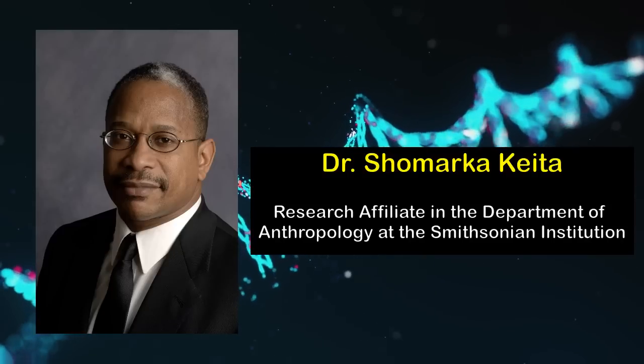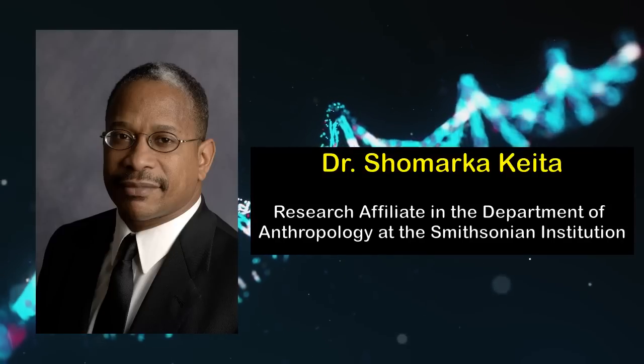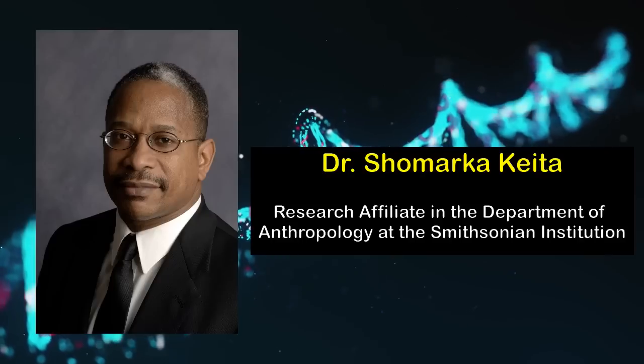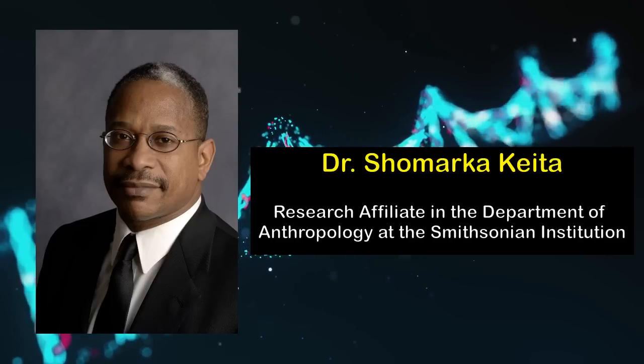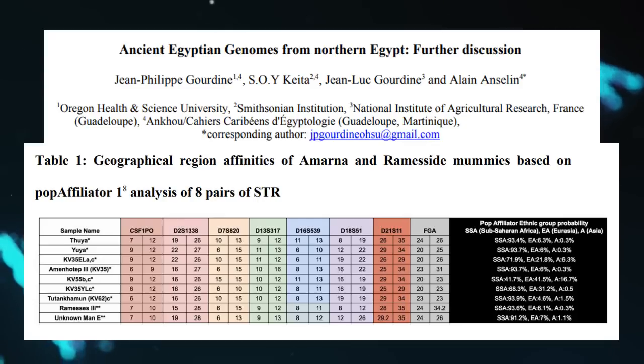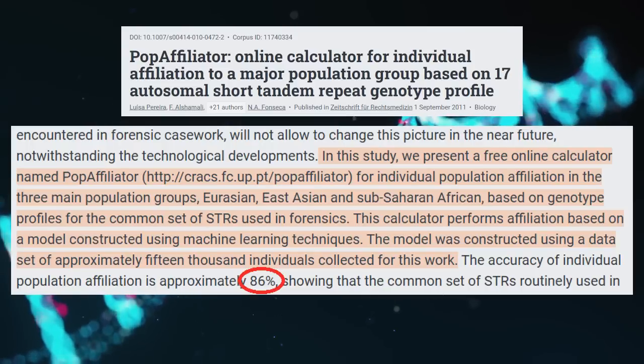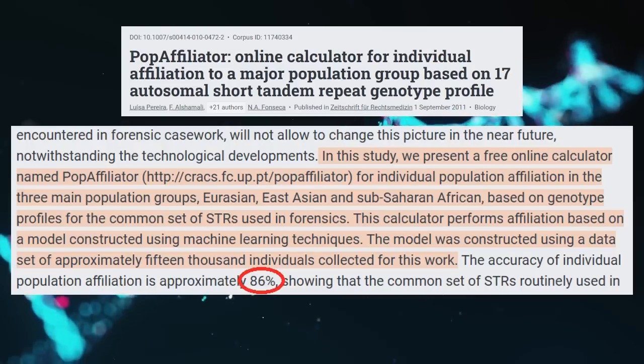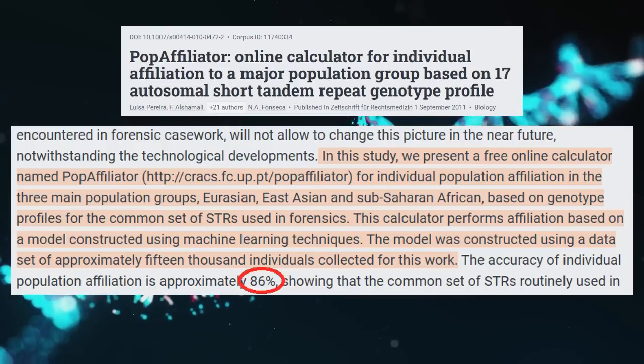They did a study in 2018 using the data from the study done by Isaiah in 2010, which is data easily available online. So they ran the STR data available on the Amana families, and they used the online application Pop Affiliator, which is an application that affiliates individuals to populations at a rate of 86% accuracy. 86% accuracy. I repeat, 86% accuracy.